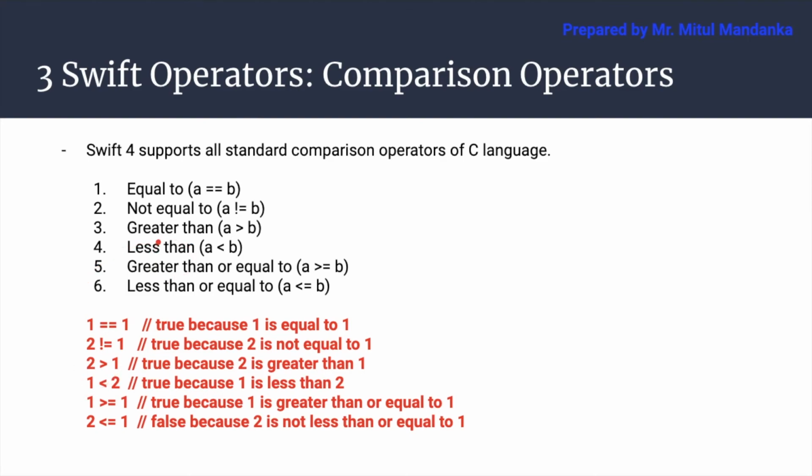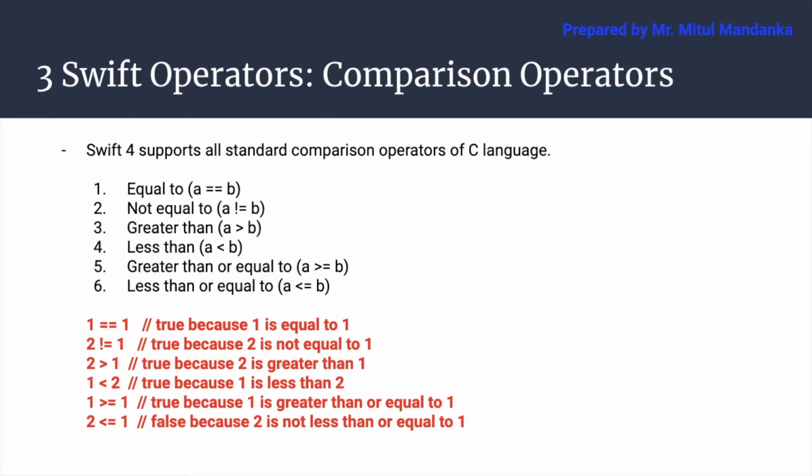The fourth comparison operator is less than, where a is less than b. If our value a is 1 and value of b is 2, then this statement will return true because a is less than 2. The value of variable a is less than the value of variable b, so this condition will return true.